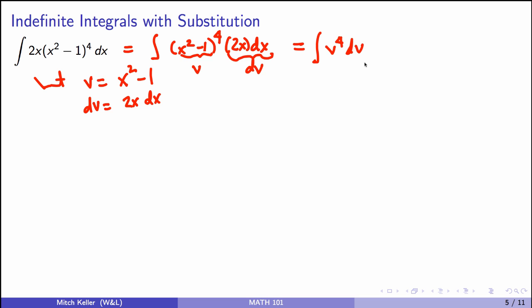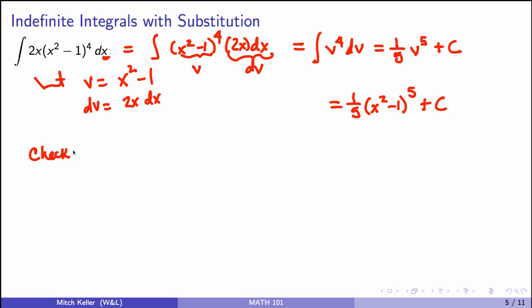Well, v to the fourth is a function that we know an algebraic antiderivative for by undoing the power rule. We know that the most general antiderivative for v to the fourth is 1/5 v to the fifth plus our constant of integration c. We're not done yet because the original integral asked us for a function of x, and right now we have a function of v, so we're going to use the fact here that v is equal to x squared minus 1 and finish up here by putting that in.